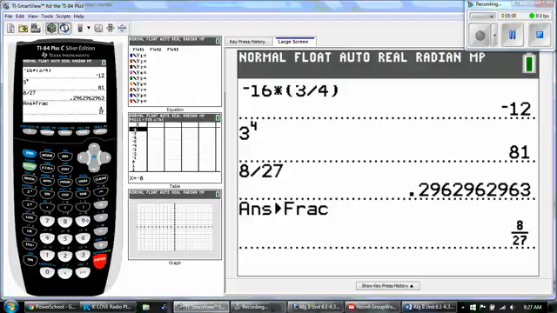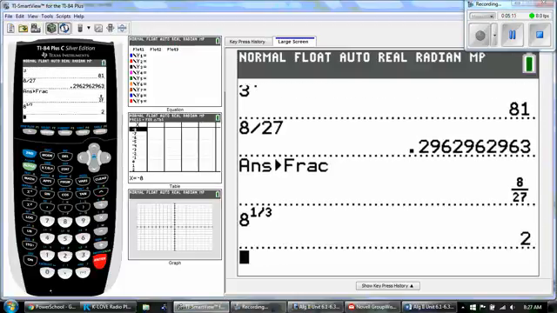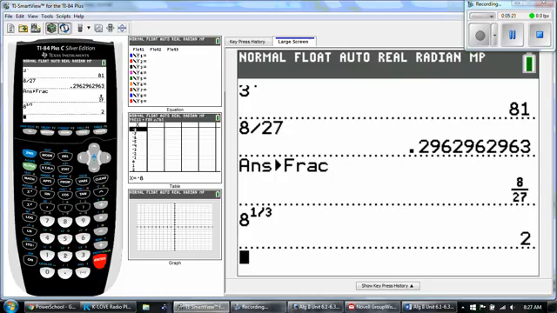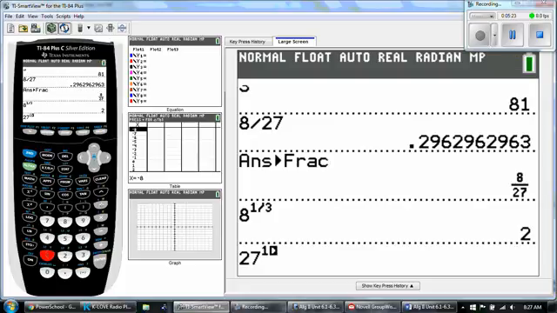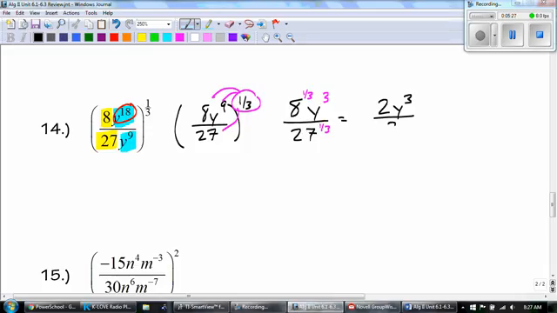So I always want to check, can I simplify with a fraction? And 8 to the 1/3 is 2. So I know that I have a 2 on the top, a y cubed on the top, and then I'm just going to check, can I do 27 raised to the 1/3? And it's 3. So then my final answer is 2y cubed, all divided by 3.